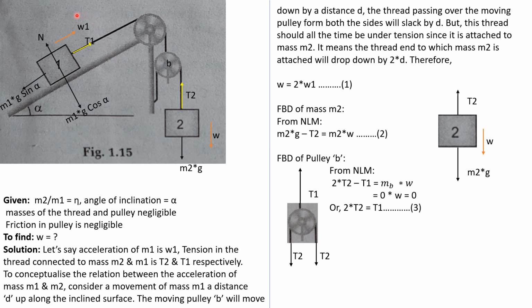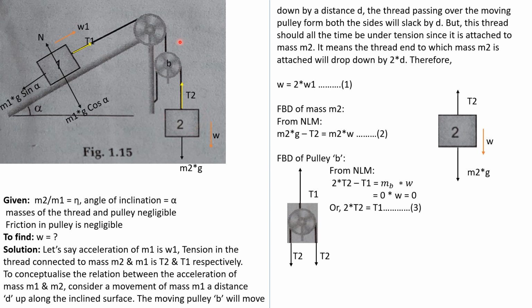Now to establish the relationship between W1 and W, we can think of this mass moved a distance d up along the inclined plane. So it means B will fall down by a distance d. The pulley B will fall down by a distance d. It means this section of the thread will be slackened by d, and this section of the thread will be slackened by d.